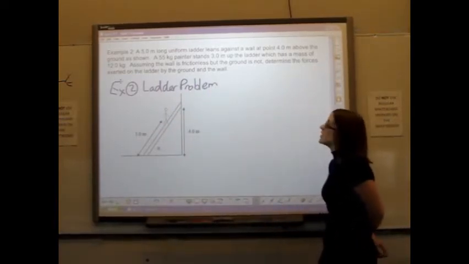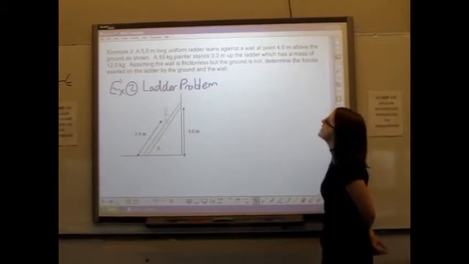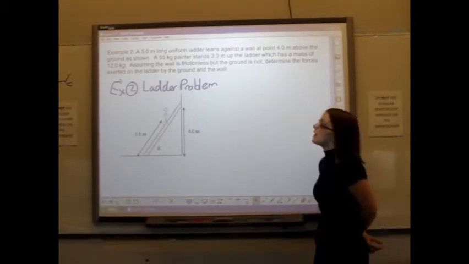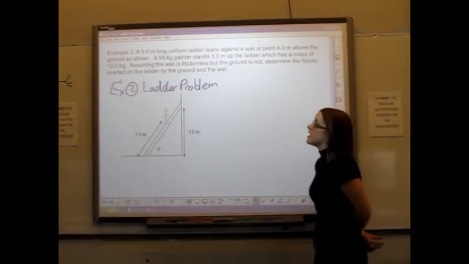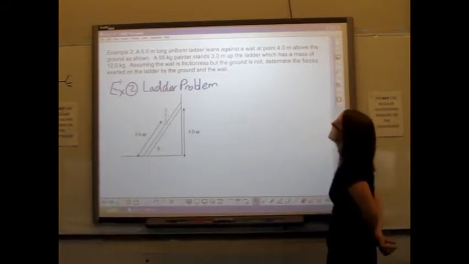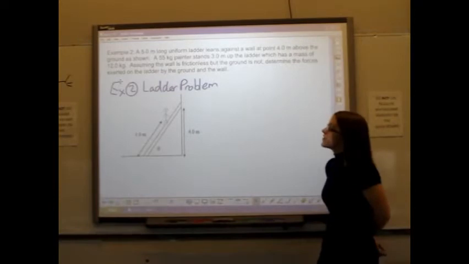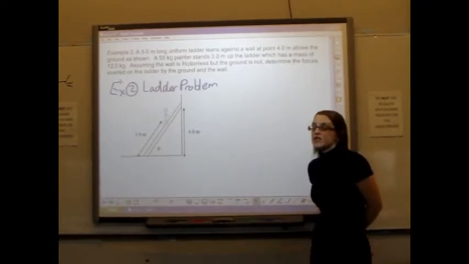A 5-meter long uniform ladder leans against a wall at a point 4 meters above the ground as shown. A 55-kilogram painter stands 3 meters up the ladder, which has a mass of 12 kilograms. Assuming the wall is frictionless but the ground is not, determine the forces exerted on the ladder by the ground and the wall.